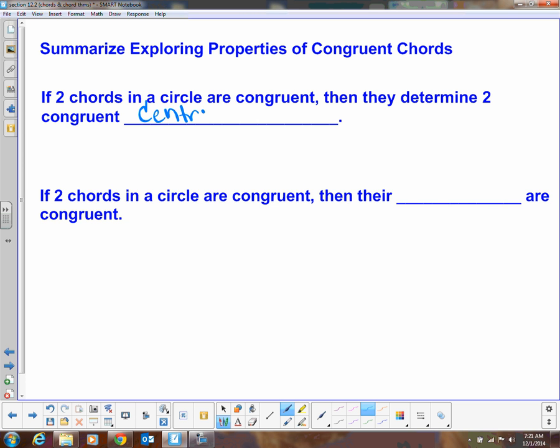I don't remember the order we did these in. Central angles. If two chords in a circle are congruent, then their arcs are congruent. Did we start this? I don't think we did.